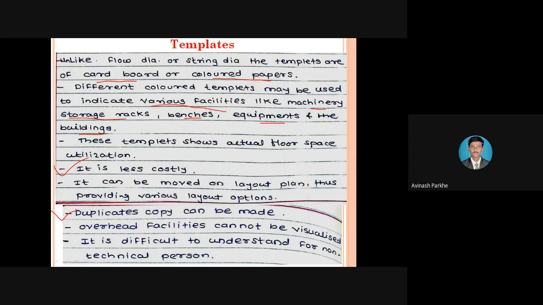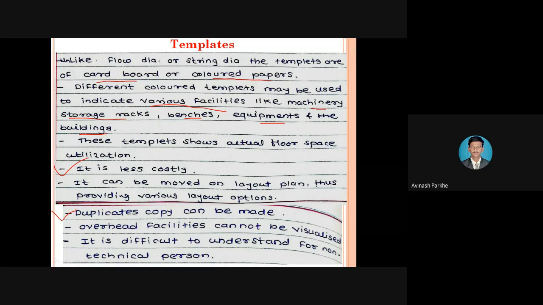Also in case of a string diagram or a flow diagram, Department A we can indicate by using the black color. Department B we can indicate by using the yellow color. Department C by the black color. Department D again by the yellow color. So in all types of charts and diagrams, all the important facilities available in that particular industry can be indicated by using such templates, which are also called colored papers.